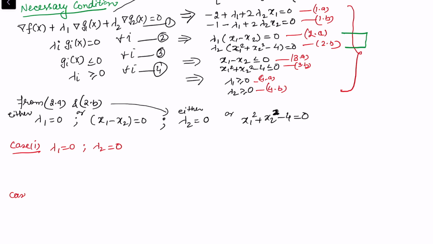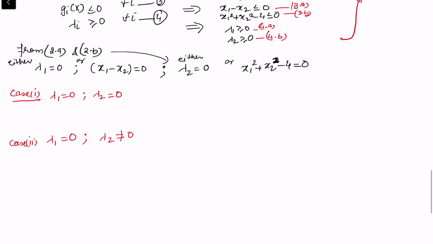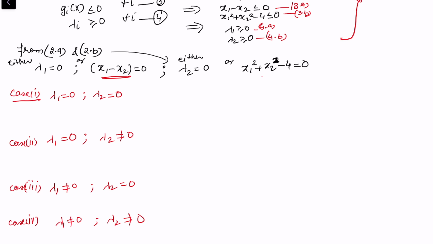Another possible case that we can make is that lambda 1 equal to 0 and lambda 2 not equal to 0. And then we can make another possible case, third case, lambda 1 not equal to 0, lambda 2 equal to 0. And finally, fourth case, we can make both of these lambdas not equal to 0. In that case, this equal to 0 and this equal to 0.